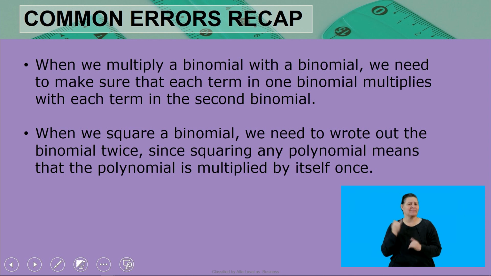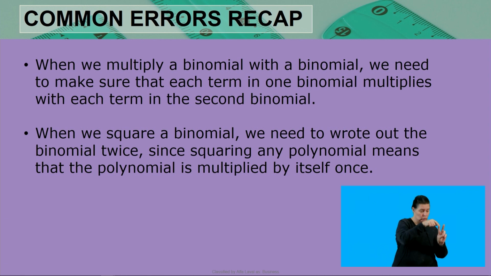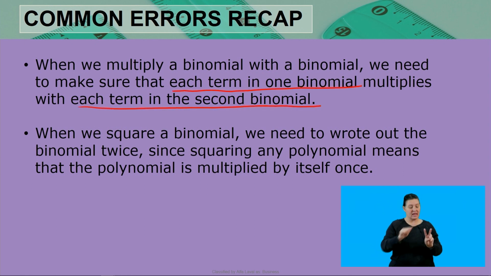Then common errors or things that you need to keep in mind when you are working with either the product of two binomials or squaring binomials. The first point there says, when we multiply a binomial with a binomial, we need to make sure that each term in one binomial multiplies with each term in the second binomial. Now, if you remember correctly, we were using that FOIL method where we said the first ones, the outer ones, the inner ones, and the last ones. So that's the method that we were using.